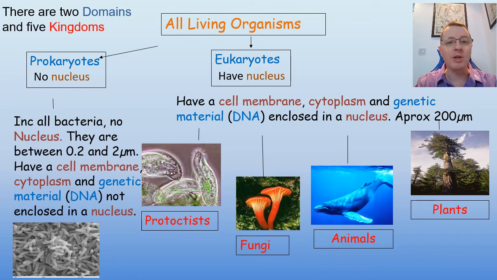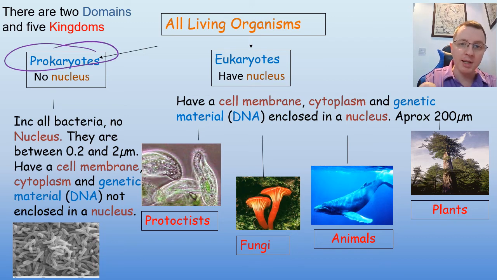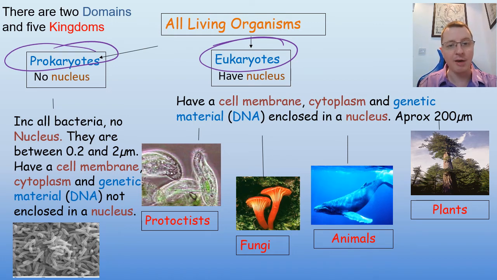So when you look at classification, you can see that we can divide all living organisms into just two basic groups known as domains. We can have the prokaryotic domain and the eukaryotic domain. And the difference between the two is that the eukaryotes have a nucleus and the prokaryotes do not have a nucleus. So the eukaryotic domain can be further divided into four kingdoms: protoctists, fungi, animals and plants, which you should be familiar with by now.